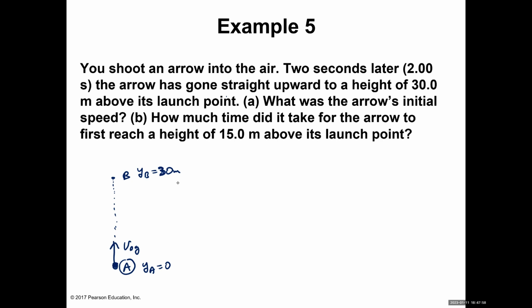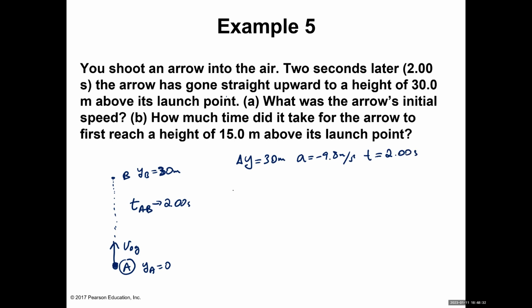We're just given the information that going from A to B takes 2 seconds. And 2 seconds later, it reaches this position. But you can see it's already enough for us to calculate the initial velocity. Because again, what we're given is delta y of 30 meters, acceleration of negative 9.8 meters per second squared, and then time, right? Time is equal to 2 seconds.